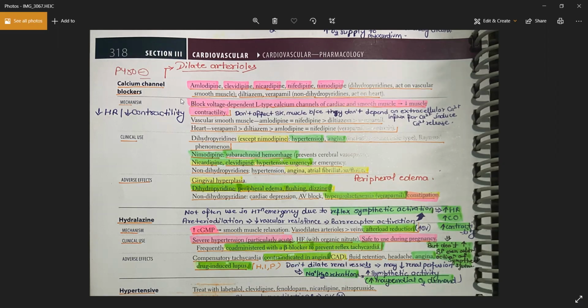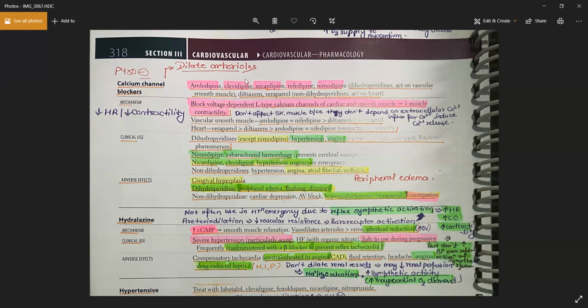One is the dihydropyridines, which mainly act on the vascular smooth muscles, and second are the non-dihydropyridines, which mainly act on the heart muscles, the myocardium. Dihydropyridines include amlodipine, clevidipine, nicardipine, nifedipine, nimodipine. And non-dihydropyridines include verapamil and diltiazem, only two.